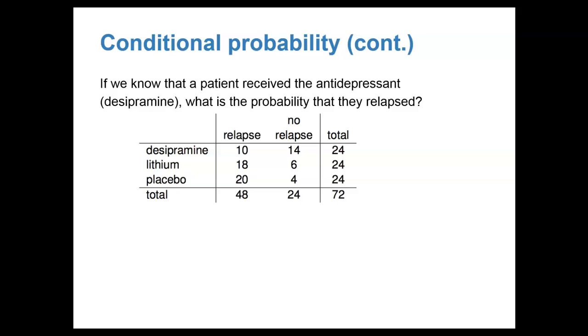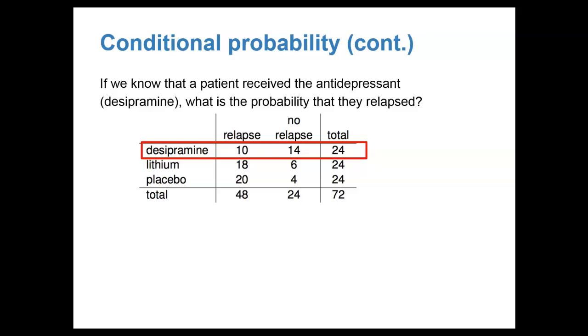Now let's see if we can find the same conditional probability we found on the previous slide using the formula, but let's do so a little more intuitively directly from the contingency table. So if we know that a patient received the antidepressant disipramine as their treatment plan, in other words, that's the condition that we're given, what is the probability that that patient relapsed? Well, since the given condition is that the patient was treated with disipramine, that means we can focus on the first row of the contingency table, which is the disipramine treatment row.